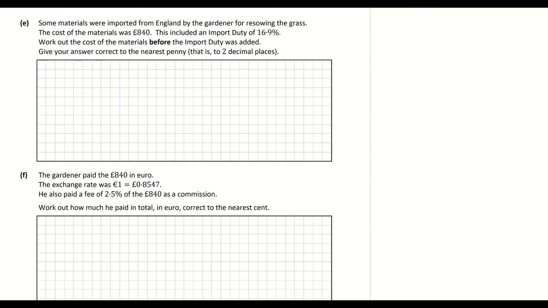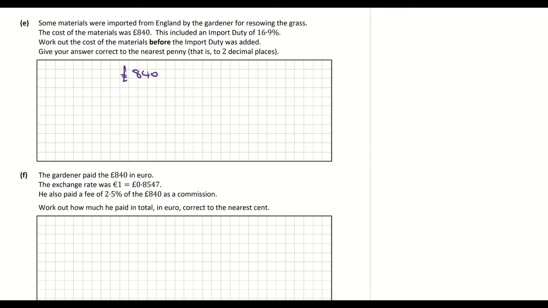Part E. Some materials were imported from England by the gardener for resowing the garden. The cost of the materials was £840. This included an import duty of 16.9%. Work out the cost of the materials before the imported duty was added. Okay, so the materials cost £840. This included, sorry, I'm in the wrong one there, sorry, €840.